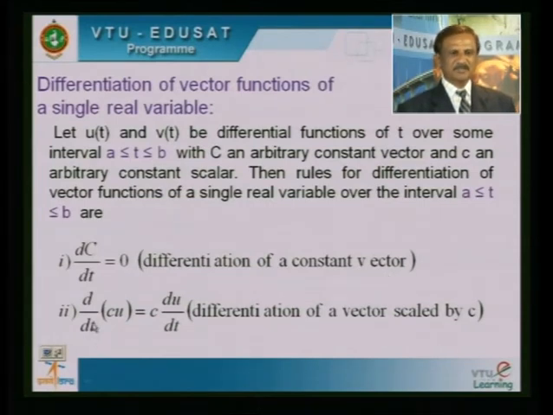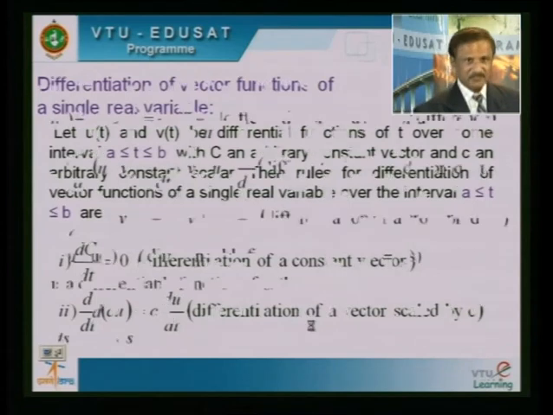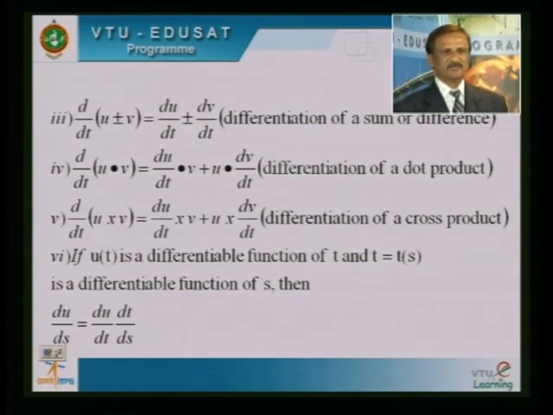Similarly, you can obtain d by dt of c times u, where c is a scalar and u is a vector function. How do you differentiate? You keep c as it is and differentiate u with respect to t. It means the coefficient you keep as it is, and you differentiate u with respect to t. Like that you can find the derivative of c times u of t.